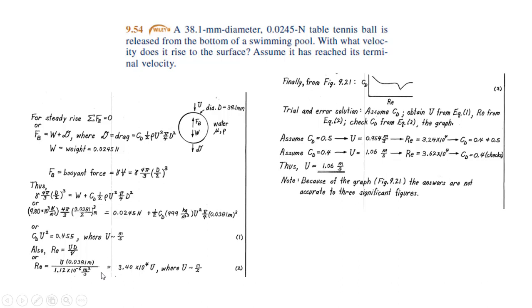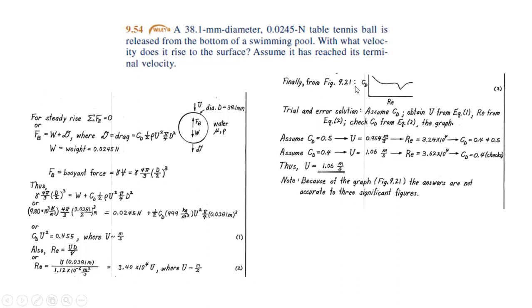Now if you see, in this relation we have the Reynolds number unknown and we have u unknown, so we have two equations and three unknowns. We have CD, u and Re, so two equations and three unknowns. This is a classical example of an indeterminate system, where you have more variables than equations. So what we can do, we need to do some trial and error, right?